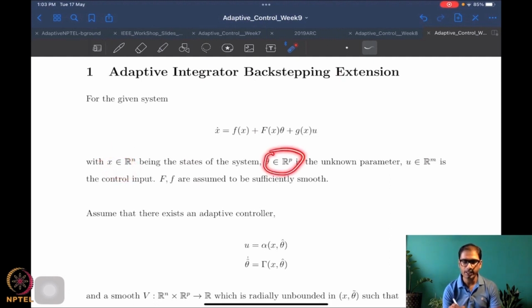The unknown is in some vector R^p, so a p-dimensional vector. The state is n-dimensional, and you can find the corresponding dimensions of f and g. And the control input u is assumed to be an m-dimensional vector. Okay, so there are three different dimensions. The states are n-dimensional, theta is p-dimensional, u is m-dimensional.